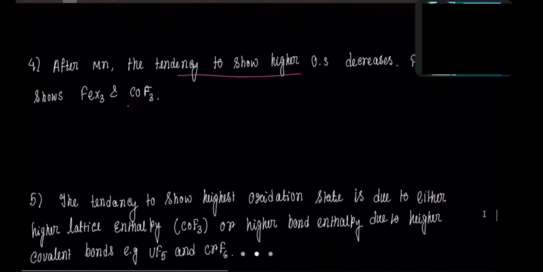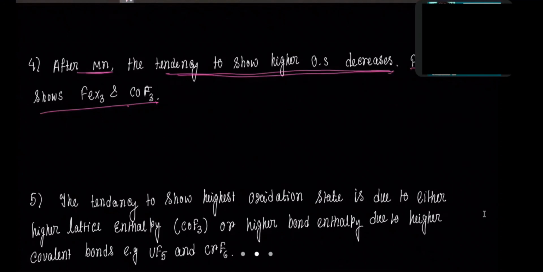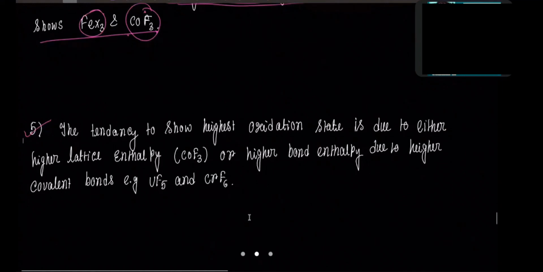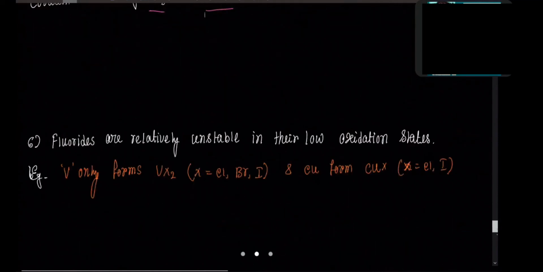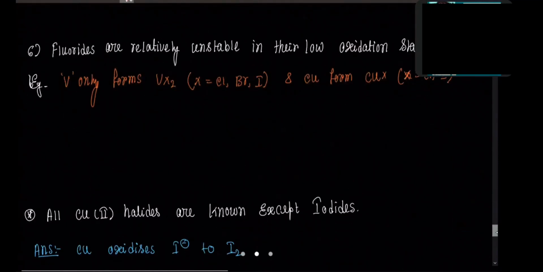The next point is that after manganese, the tendency to show higher oxidation states decreases. For iron and cobalt, you can see they are making trifluorides or trihalides, whereas for manganese it was hexahalide, right? So manganese can show higher oxidation states. Now, the tendency to show the highest oxidation state is due to either high lattice energy of CoF3 or higher bond enthalpy due to the higher covalent bonds, that is VF5 and CrF5. So actually, in the higher oxidation states, their bond enthalpy as well as the lattice enthalpy are very high.